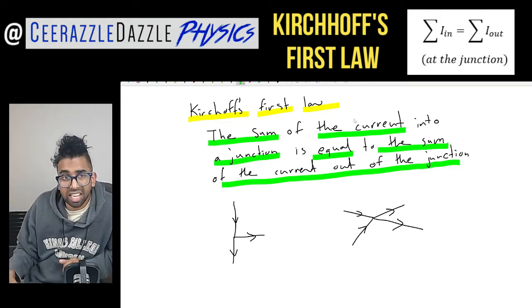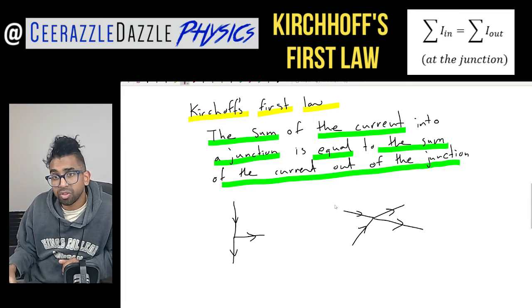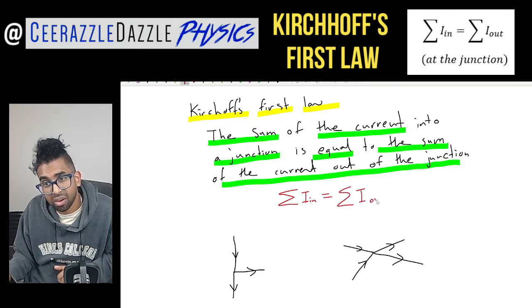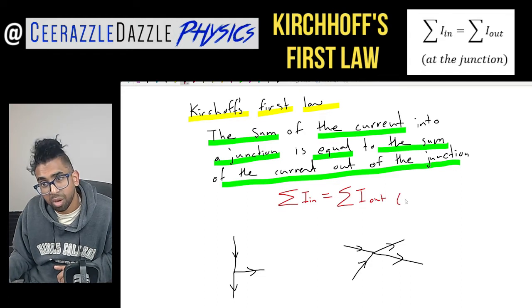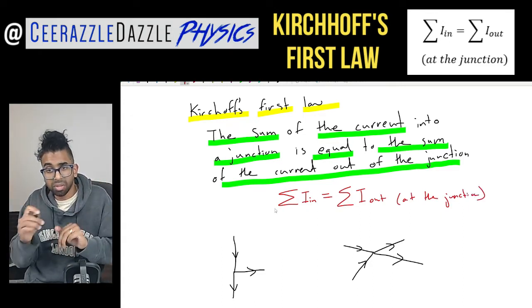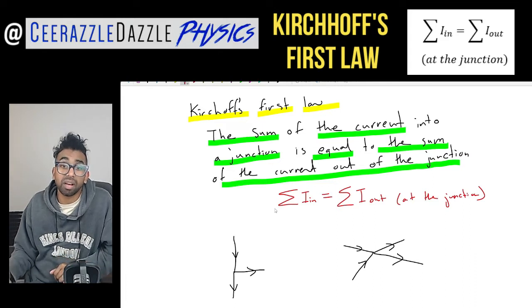So we're going to put that down in mathematical symbols if you want. It's going to be this. The sum of the current going into a junction is equal to the sum of the current coming out of the junction. So open bracket at the bottom, at the junction. Don't forget it's only at the junction that it occurs. So look, I've got the sum of the current going in, that's the symbol for the sum, which will be equal to the sum of the current coming out.